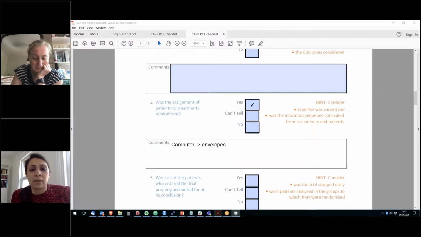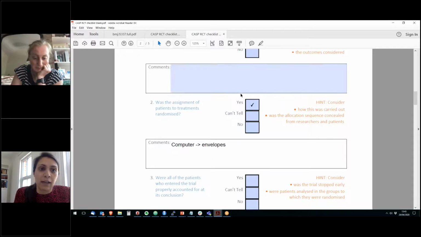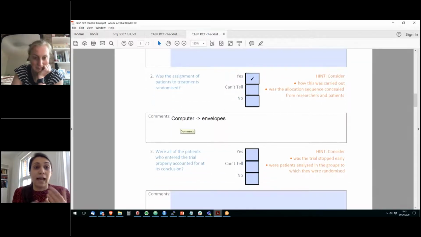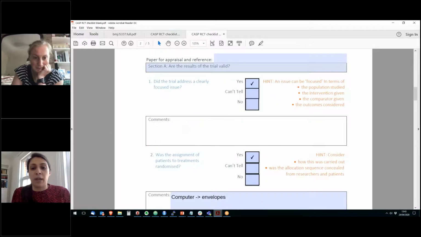I just wanted to clarify this point because randomization is separate to the blinding process. Randomization is just allocating the person to the given group without knowing. So when you don't know which group you're going to be allocated to, it's called allocation concealment rather than blinding itself, just to clarify that.